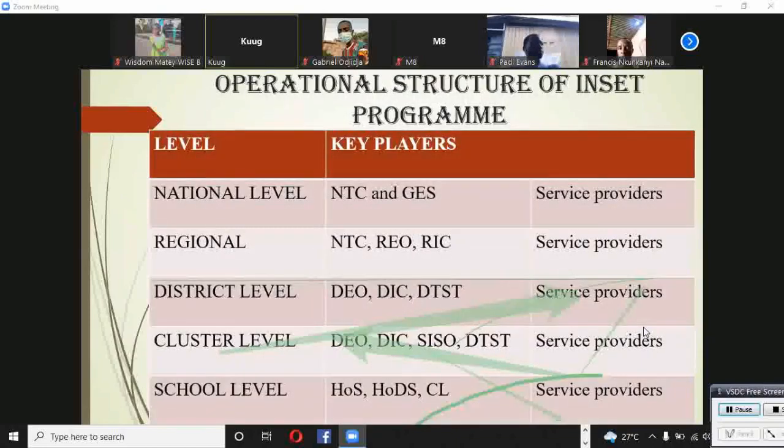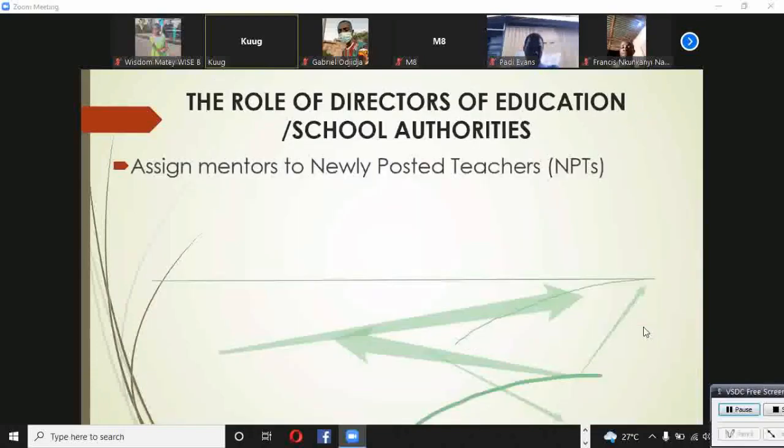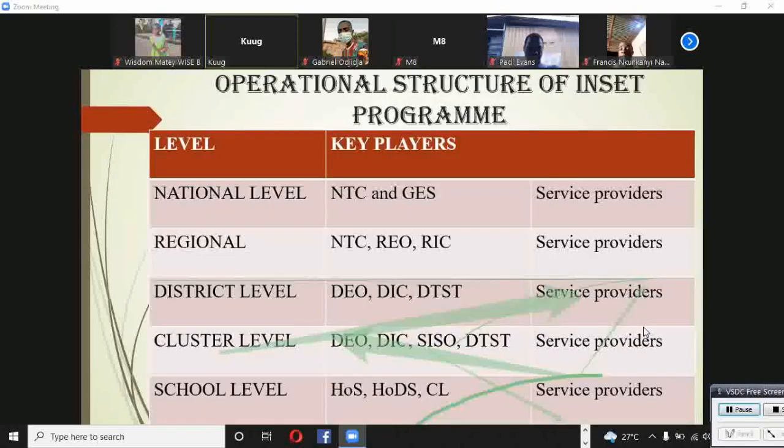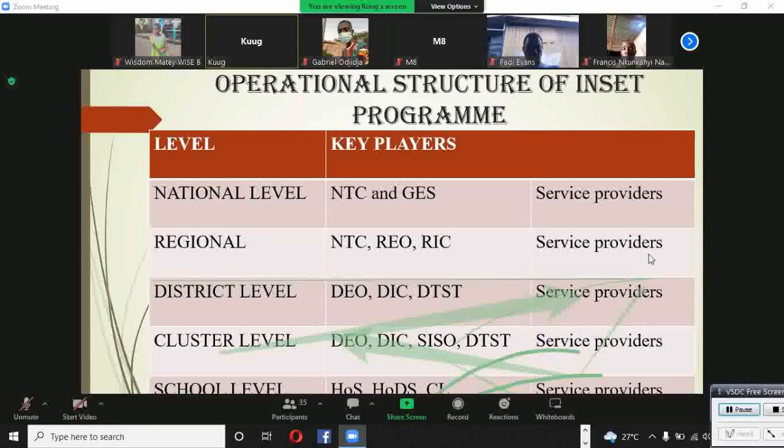Let's look at the operational structure of INSET. At the national level, the key players are NTC and GES. So this is organized through the service providers. At the regional level, the key players are NTC, the Regional Education Office, and the Regional INSET Committee. At the district level is the District Education Office, District INSET Committee, and then the District Teacher Support Teams.